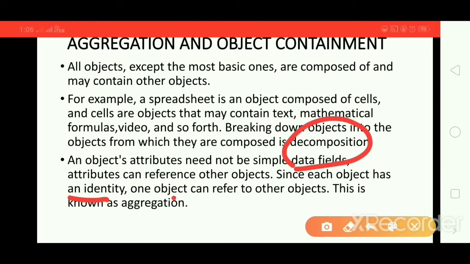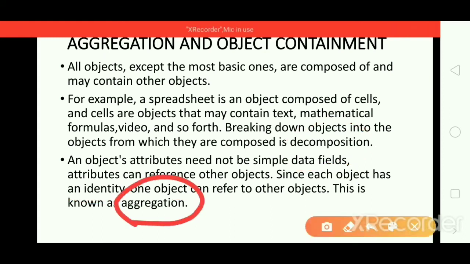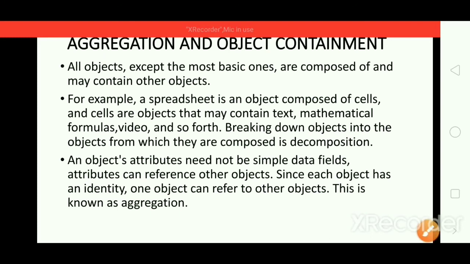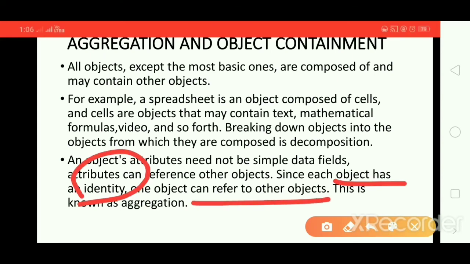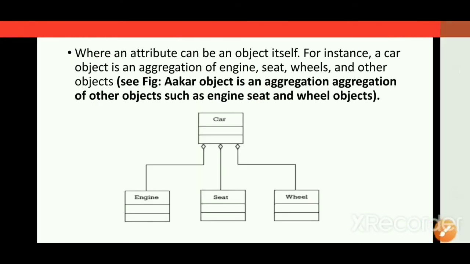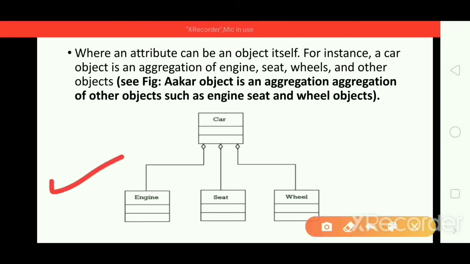One object can refer to another object. This is known as aggregation. One object can refer to other objects, so this process is known as aggregation. For example guys, I'll explain with an example how each object can have its own identity and how they refer. Here we have the example where an attribute can be an object itself.